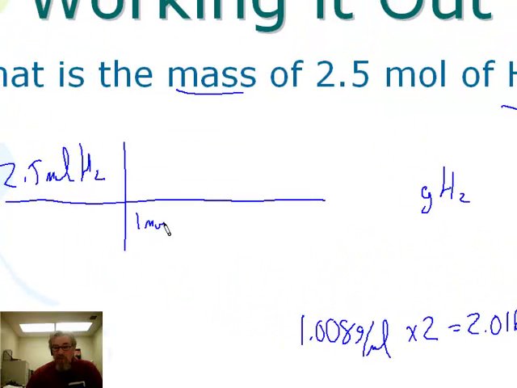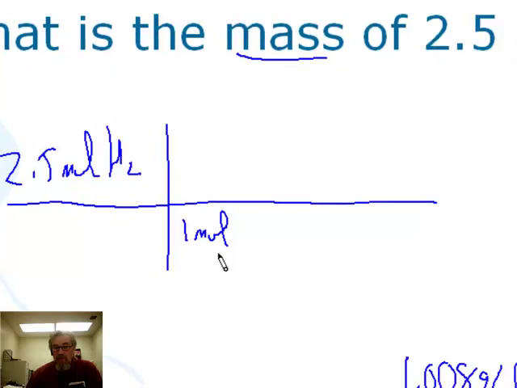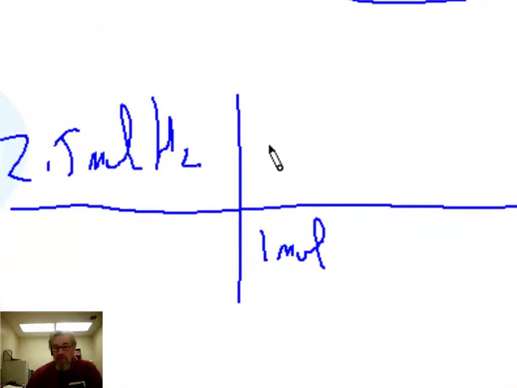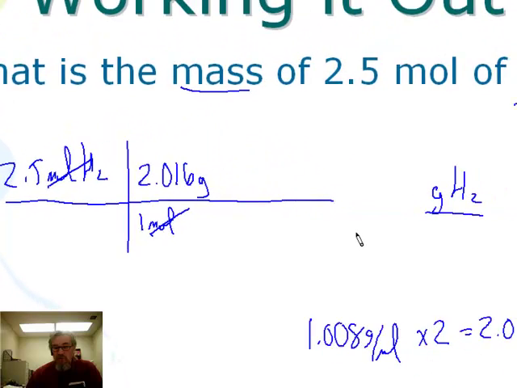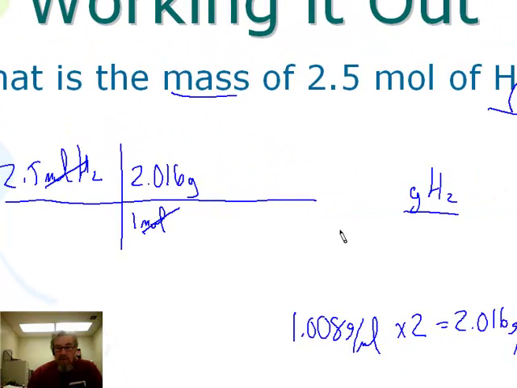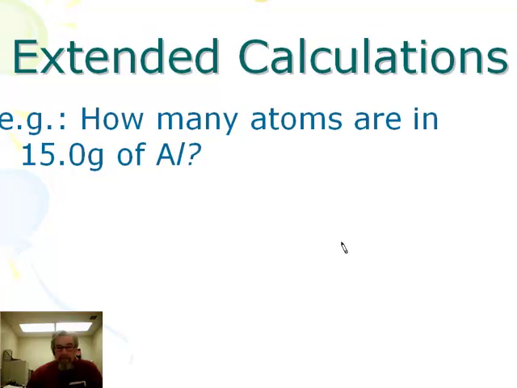Well, I want moles on the bottom, so I put 1 mole down there. That'll allow moles to cancel. I want grams on the top because that's got to be in my answer, so I put my 2.016 grams up on top. With moles canceled out, I will end up with only grams of H2. 2.5 times 2.016 comes out to 5.0 to 2 significant figures, grams of hydrogen.